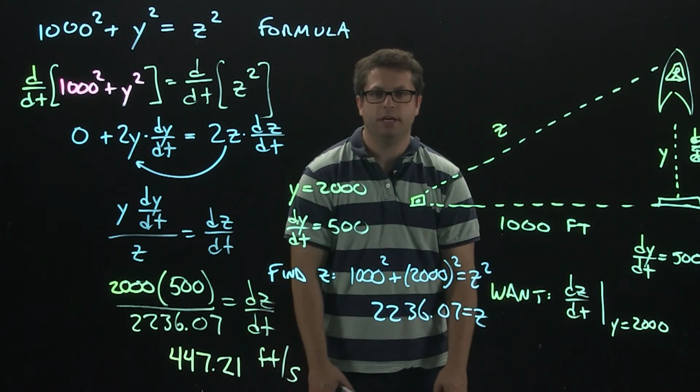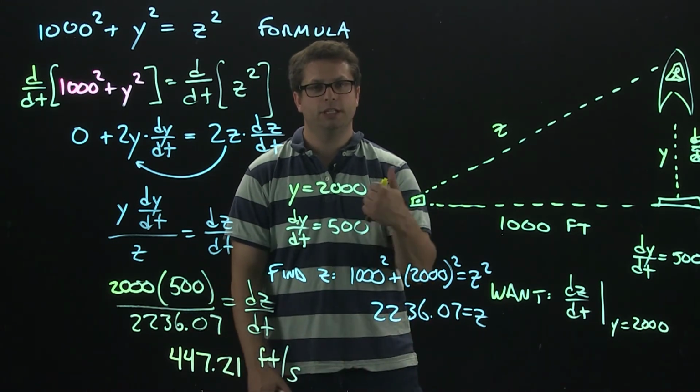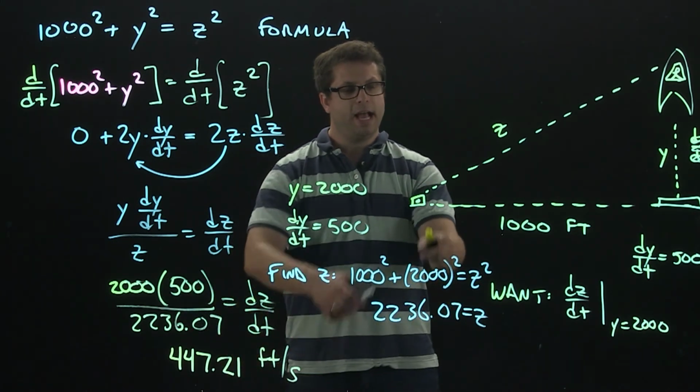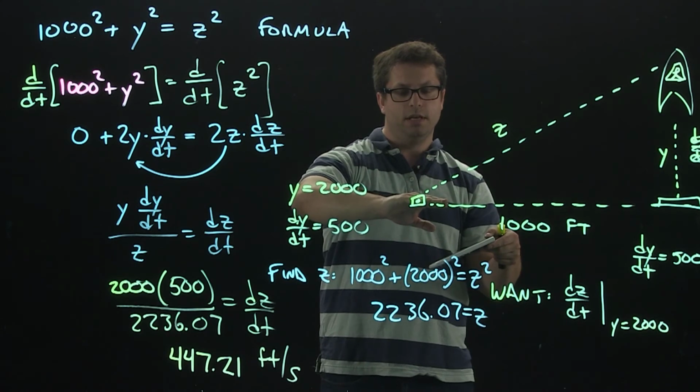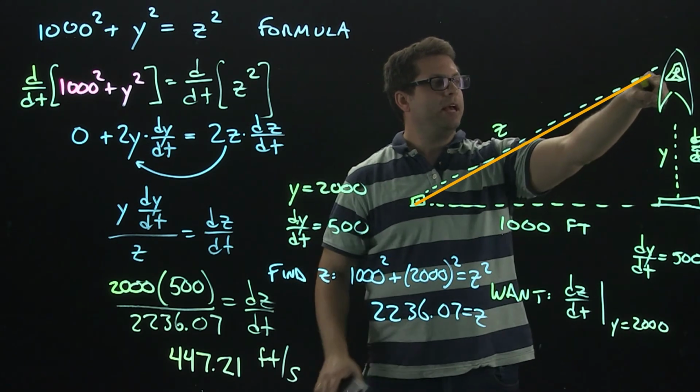Anyways, that's it for this video. I hope it helps. We're going to do part B in another video, so go check that out. Again, that's about how fast is the angle of this camera increasing as the rocket goes up.